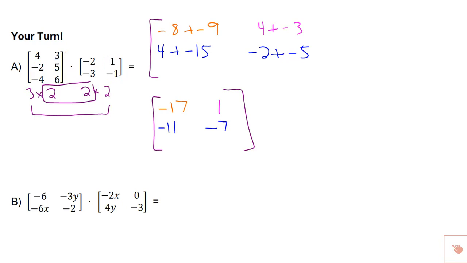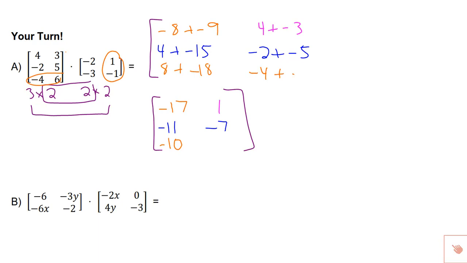Now that I'm done with the second row, I'm going to move on to the third row and do that by the first and then second column. Negative 2 times negative 4. Negative 3 times 6. Add them together. And then we'll move on to the second column. Negative 4 times 1.